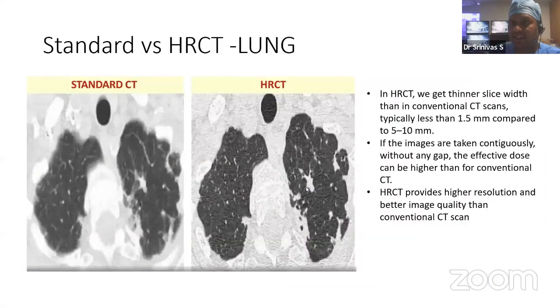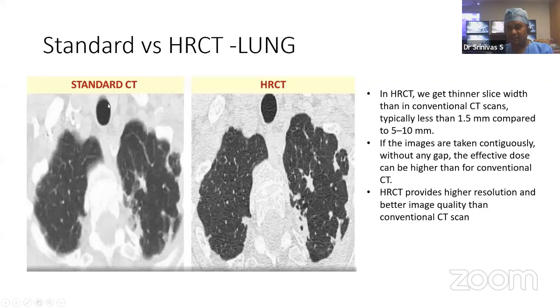And we have two types of CT scan, the standard CT scan and the HRCT. HRCT means high resolution CT scan, where we get a thinner slice width than in the conventional CT scan, typically less than 1.5 mm compared to 5 to 10 mm with the conventional or standard CT scan. If the images are taken continuously without any gap, the effective dose can be higher than for the conventional CT, and the HRCT provides higher resolution and better image quality than the conventional CT.